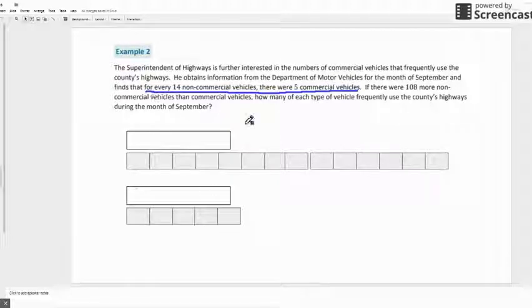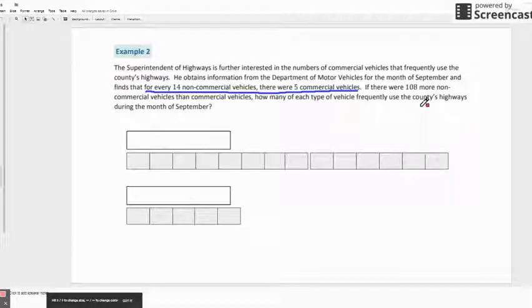If you look down here at my tape diagram, there's 14 tapes here and there's 5 tapes here. That's what these indicate. So I've already created the tape diagram, to give us a head start. But let's go ahead and finish up the information and see what else we need to find. It says, if there were 108 more non-commercial vehicles than commercial vehicles, how many of each type of vehicle frequently use the county's highway during the month of September?